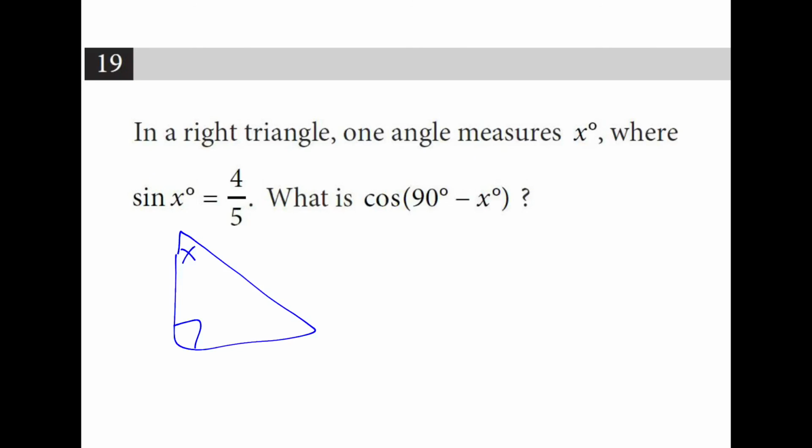In a right triangle, one angle measures x, where the sine of x is 4/5. So the cosine of 90 minus x, which is the cosine of this angle down here, is going to be adjacent over hypotenuse, which is the same thing, 4/5.